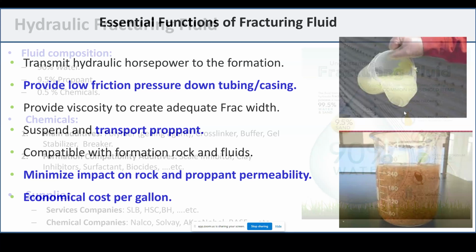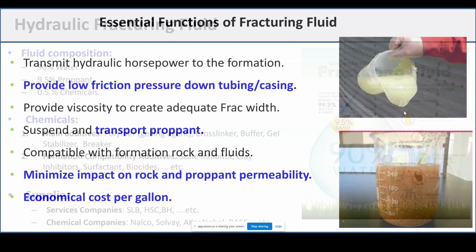Second, the viscosity of the frac fluid. We need to have a good frac fluid viscosity because the width of the frac that we are creating is proportional to the viscosity of the fluid that we are injecting. So the higher the viscosity, usually the wider the frac.